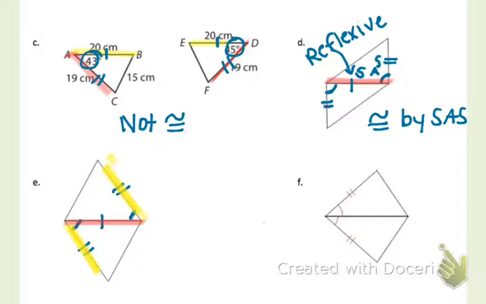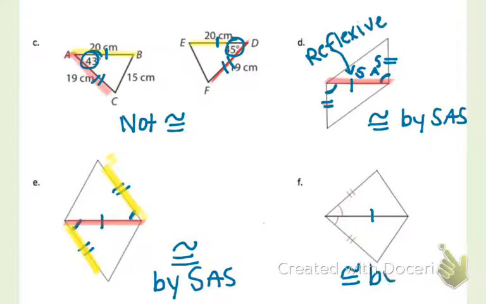And once again, in example F, okay, so we've got 2, both congruent by the SAS. Okay, and again, congruent by SAS.